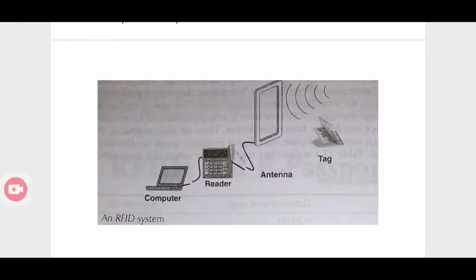We have a computer and reader, antenna, and tag which receives the signals from the reader. So we can identify that particular product by using this RFID system.